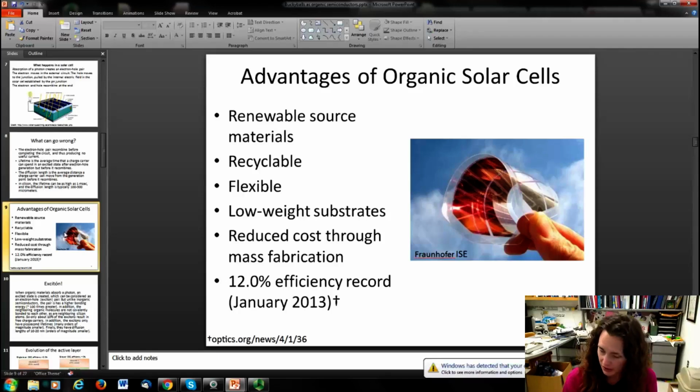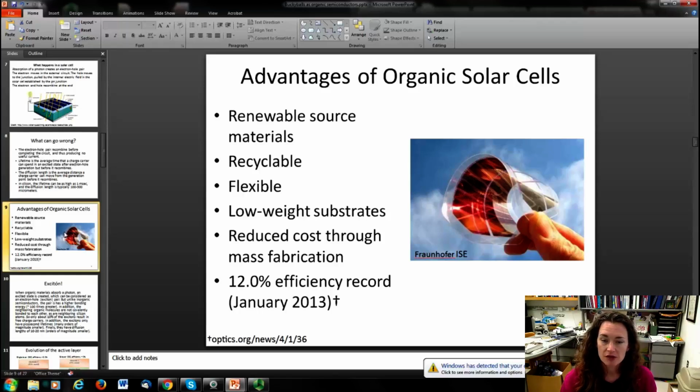And potentially, not yet, but potentially there could be reduced costs through mass fabrication. It is very work intensive to create single crystal silicon, to create nice silicon that you would need. And so anything that you could do to reduce the cost would make solar cells more affordable for the population.